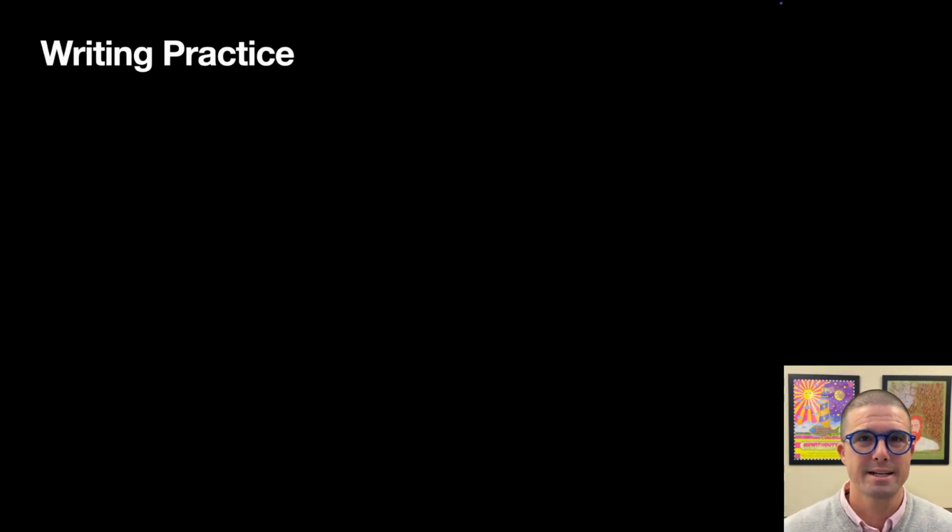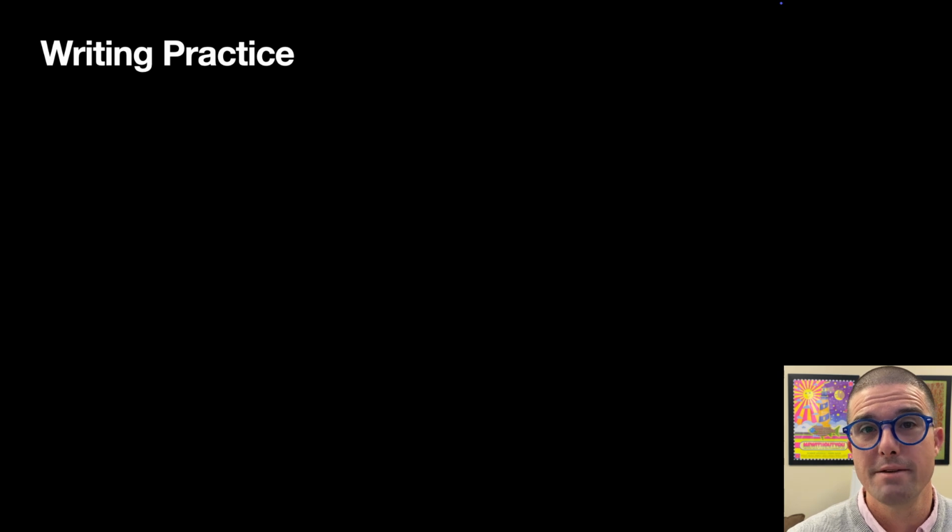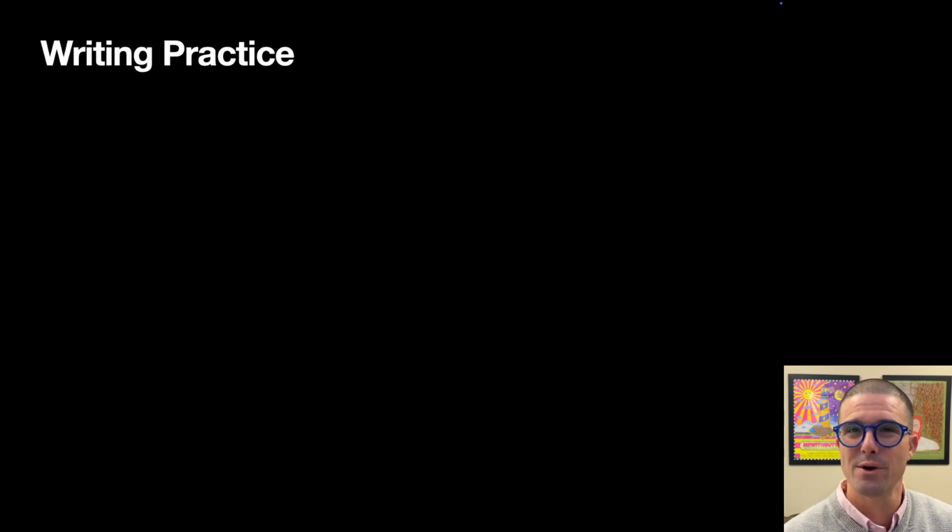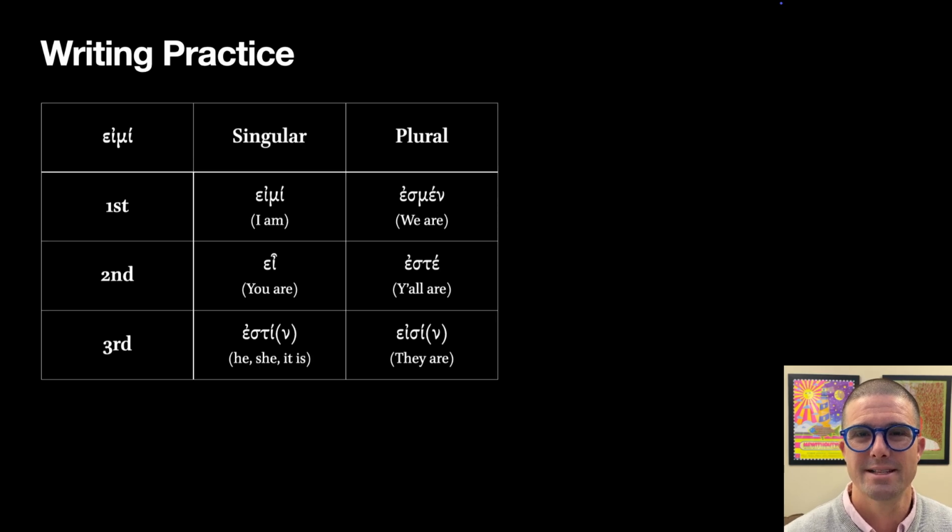And writing practice once more. Go ahead and write those forms of the to be verb eimi in the first, second, and third person singular on the left-hand side, and the first, second, and third person plural on the right-hand side. Go ahead and pause, and I will wait for you. All right, this is what they look like one more time. Eimi, ei, esti, esmen, este, asi.